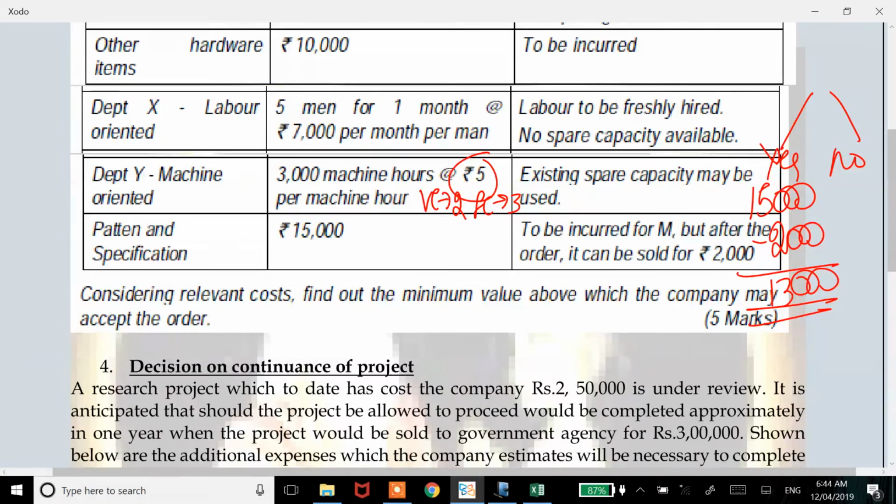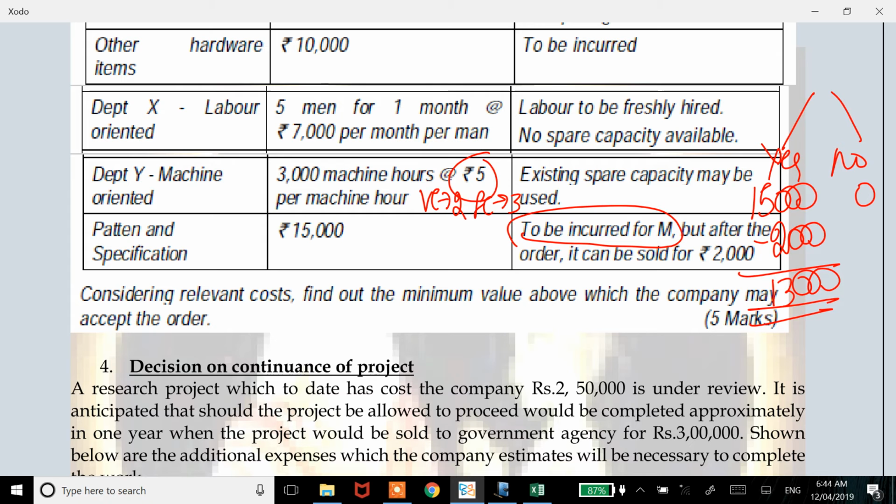If I don't do the project, 0. Now it says patterns and specification to be incurred. Let's assume a scenario where it's already incurred. If you have already incurred the patterns and specification, then if you do the project, you will use it for manufacturing and sell it for 2,000 in the end. If you don't do the project, you'll immediately sell it for 2,000. Net, the relevant cost will become 0.